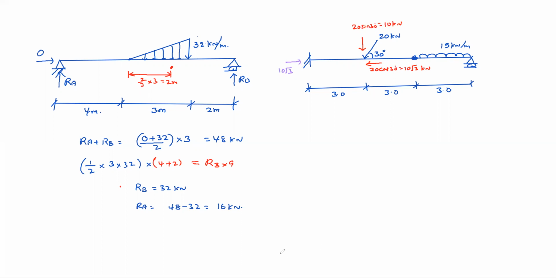So an internal hinge is there. At an internal hinge the bending moment is 0. Based on that you can find this RB. Let us assume it is RA. Here RA plus RB equals the vertical forces, 10 kilonewtons plus 15 into 3, that is 45 plus 10, 55 kilonewtons. That is one condition. And the bending moment at the hinge is 0.